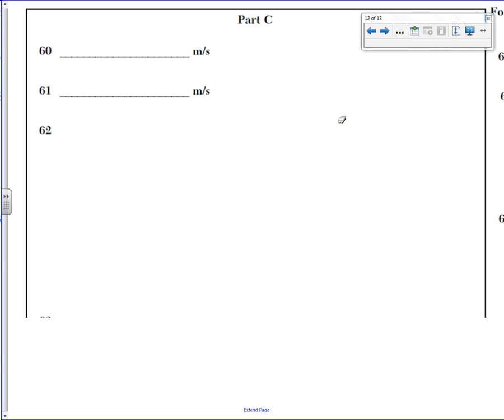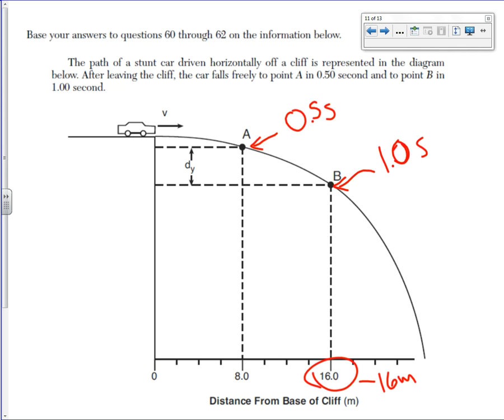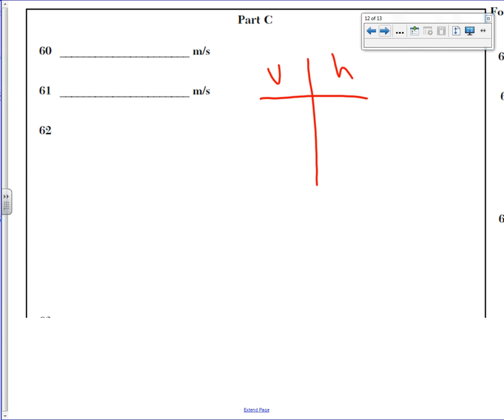So, we have our vertical and our horizontal. We're going to split them up. Right now, we're only dealing with the horizontal. So we know from the practice problem that at B, it's 1 second after it started, and it's a distance of 16 meters. So our time is equal to 1.0 seconds. Our displacement is equal to 16 meters, and our Vx is what we're looking for.